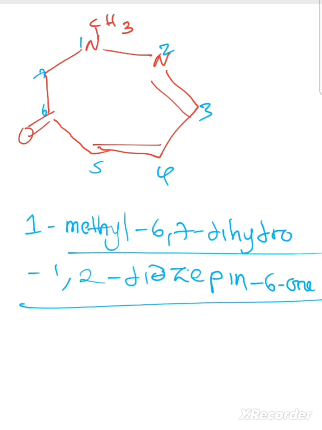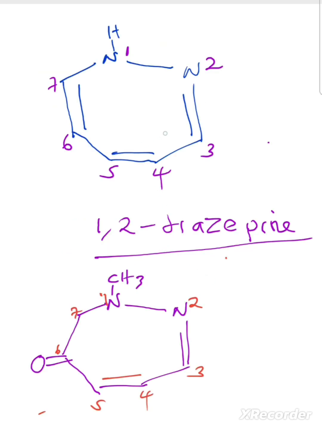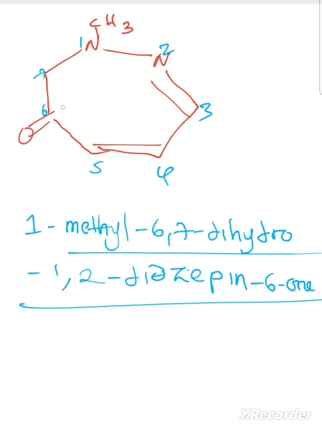We have just added something here where all the pi bonds were completely there, but here they are not, because on position 6 and 7 it is missing. So here we're going to say 1-methyl-6,7-dihydro-1,2-diazepin-6-one, like that. You get? Okay, so that's how you name that one.